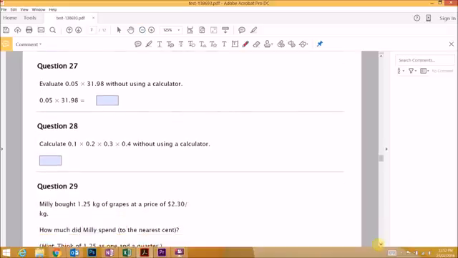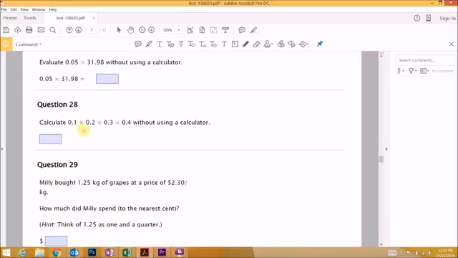Okay, next one. Calculate 0.1 times 0.2 times 0.3 times 0.4 without using a calculator. So this one's going to take quite a while. Let's just start off with looking at how many decimal places there are, and we can follow order of operations. So, first one, there's 2 decimal places in this first question. 1 times 2 equals 2. Now we need to put those 2 decimal places back in. So that's my 2 decimal places.